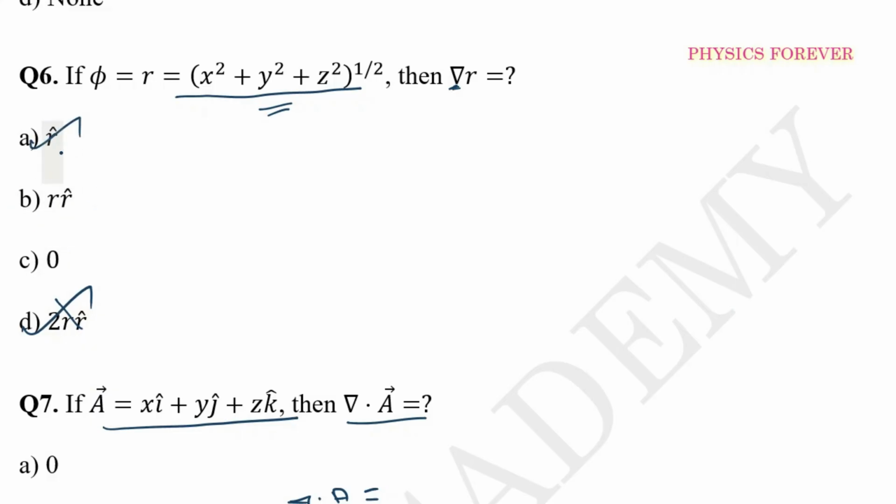Okay, sorry for that, R kept turning over. So then del R, we have to differentiate, then we have to get the answer A. Okay, so there should be a correction for this question number 6, answer A.